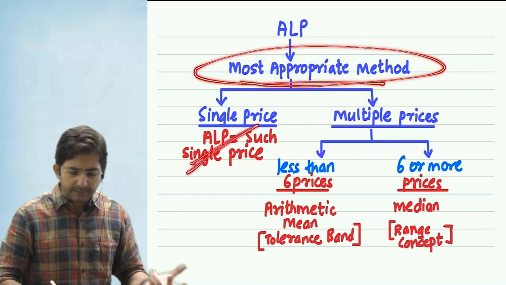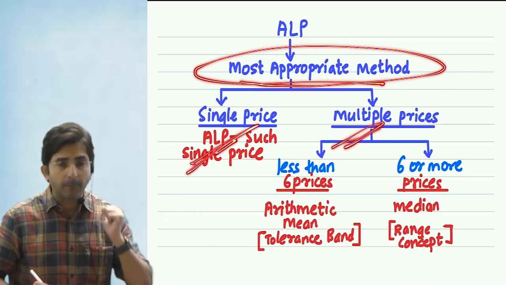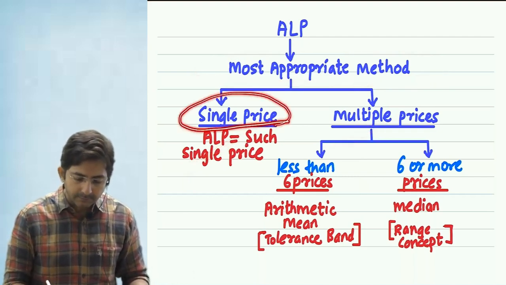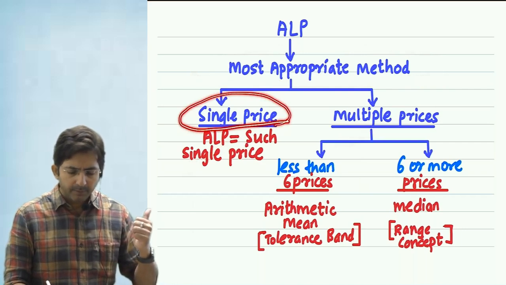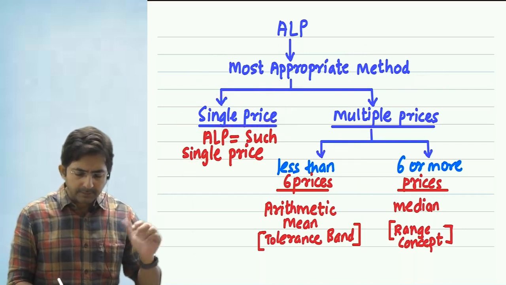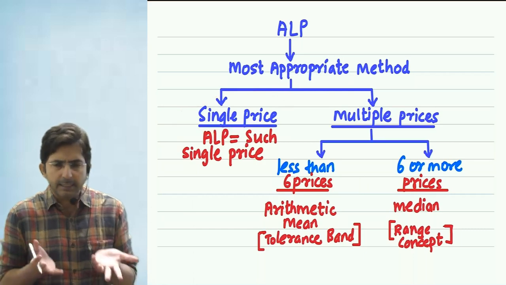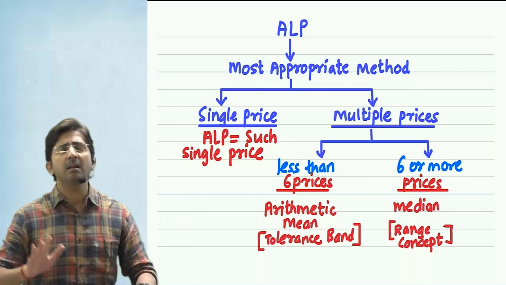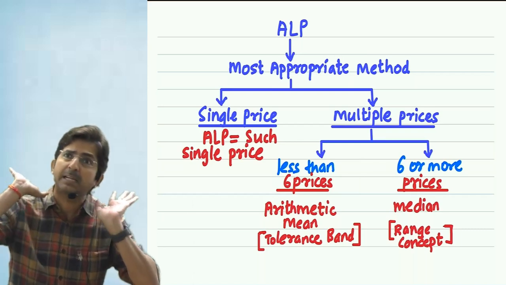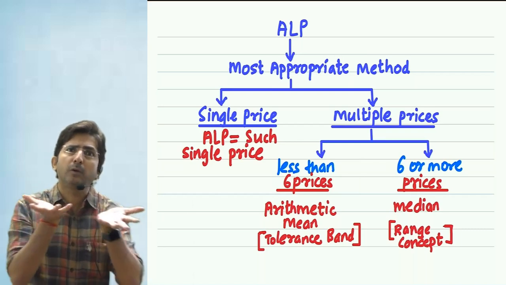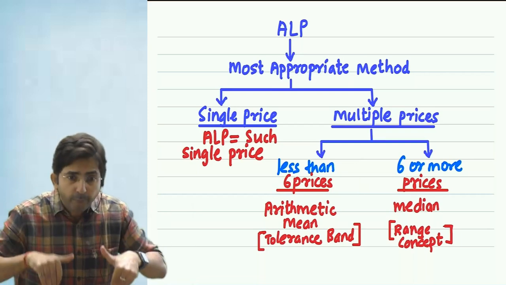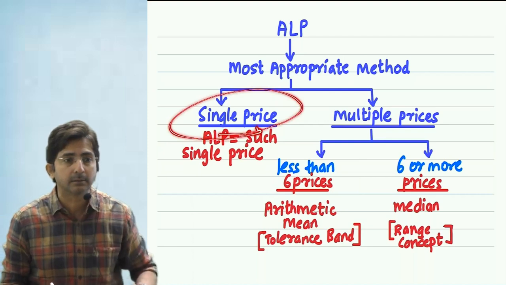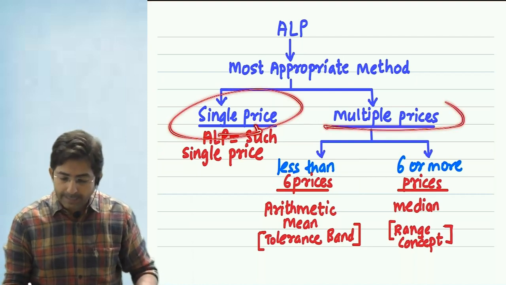Either we arrive at a single price or multiple prices. So tell me, if you get a single price, then see what I have written. ALP is such a single price. Then there is no confusion. And till yesterday's lecture, we were under the impression that ALP will be only a single ALP. But today we explored that it is not necessary that you get a single price. You can get multiple prices.